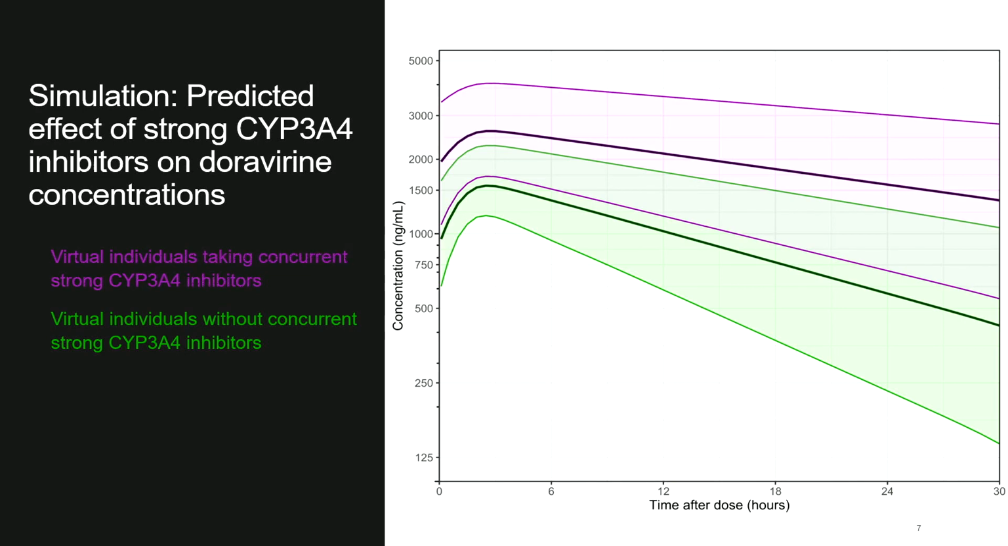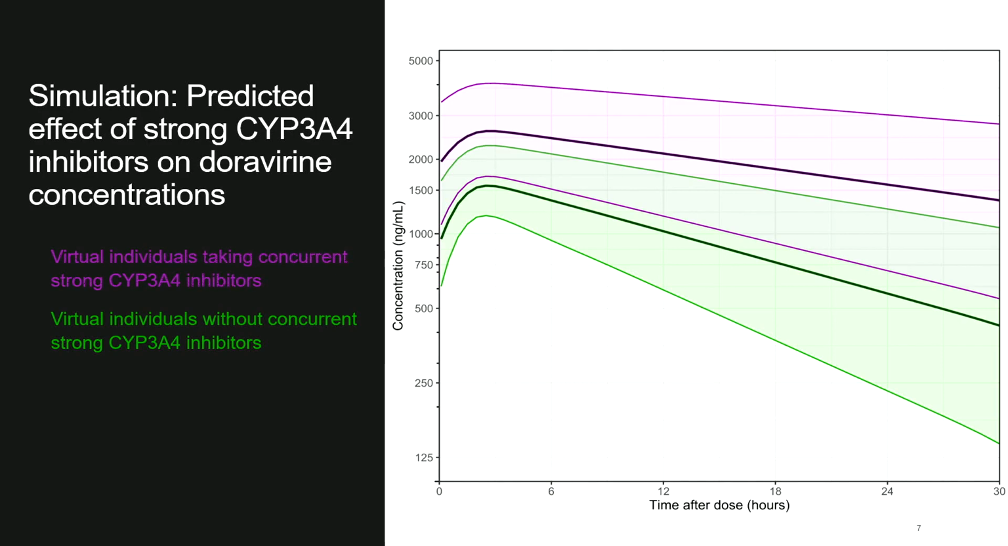A logarithmic scale is used. And here we can see two groups of patients. The purple ones take concurrent strong CYP3A4 inhibitors with doravirine, and the green ones don't take concurrent strong CYP3A4 inhibitors with doravirine. Each group has a median concentration, which is the bold line, and the thin lines are the 95% confidence intervals. And here we can see that doravirine exposure is higher in patients taking concurrent strong CYP3A4 inhibitors compared to those that do not, which is expected.